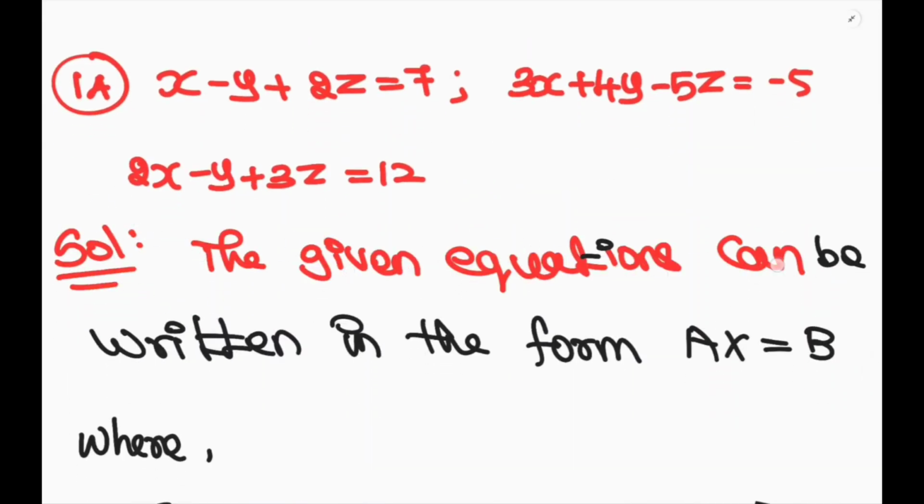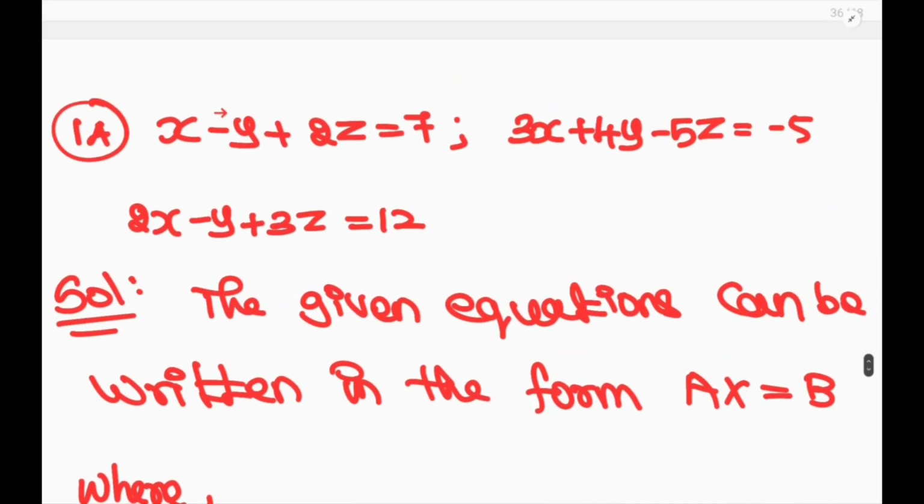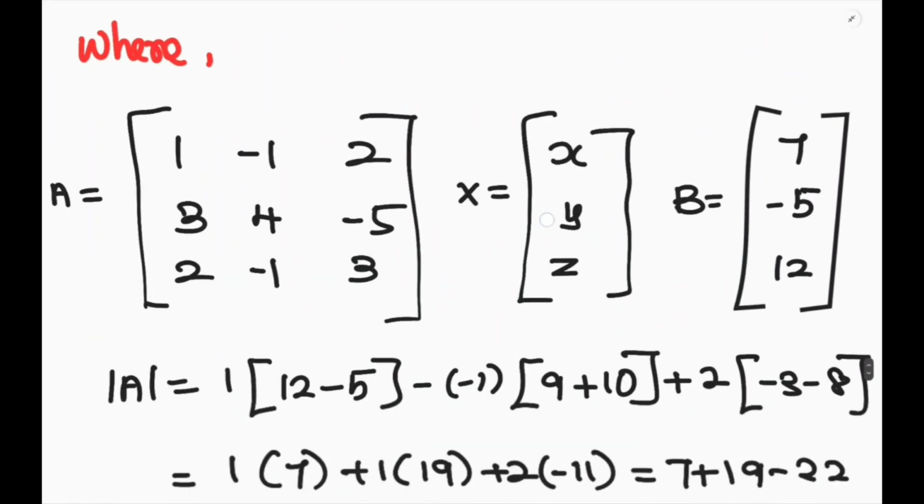So the given equation can be written in the form of Ax equal to B. So that is the given, right? Then we have to separate the A, B, X matrix. So 1, minus 1, 2. 3, 4, minus 5, 2, minus 1, 3. That is your rows of A, right? Similarly, X, Y, Z is X matrix. 7 minus 5, 12 is your B matrix.